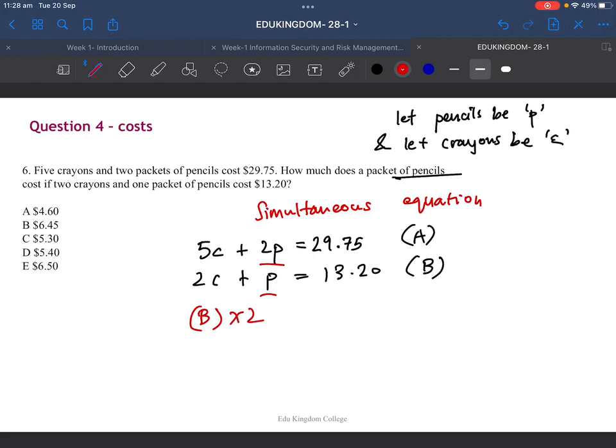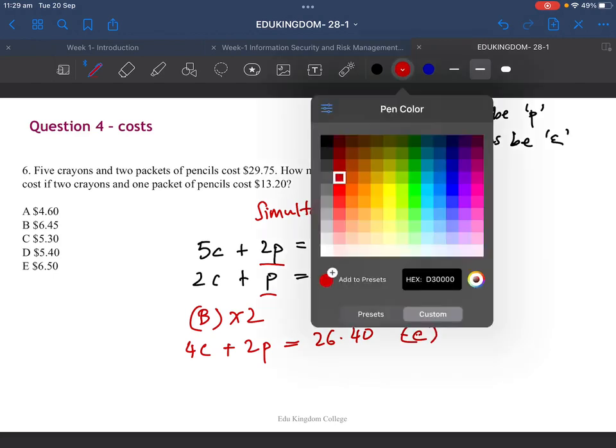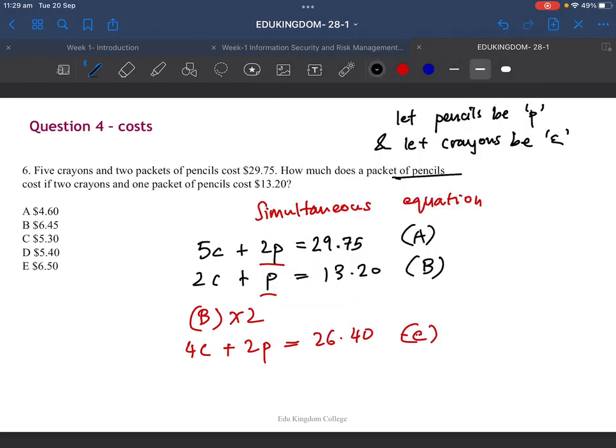If I times option B by 2, remember I have to do the whole thing. 2C times 2 is 4C, plus what's P times 2 is 2P, like we wanted. And what's $13.20 times 2? That's $26.40. Okay? And now that we've got this, let's label this option C now, because it's different. Now that we have 4C plus 2P is 26.40, we can do option A minus option C.